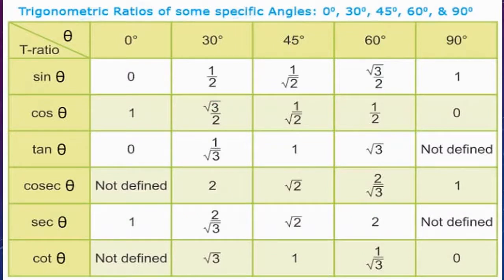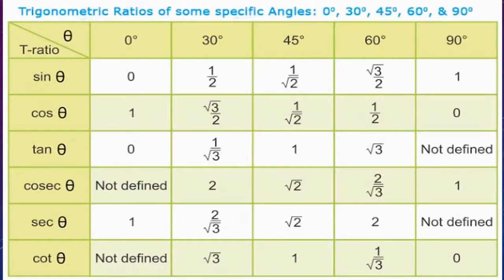Next is tan theta. So the trigonometric ratio of tan theta: tan 0 degree is 0, tan 30 degree is 1 upon root 3, tan 45 degree is 1, tan 60 degree is root 3, tan 90 degree is not defined.